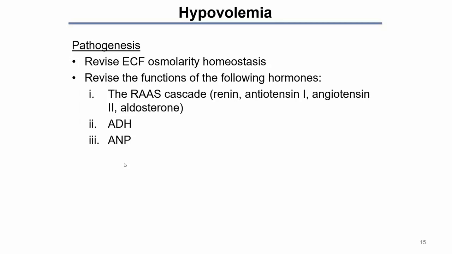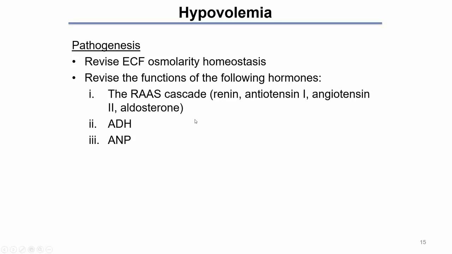The pathogenesis of hypovolemia, remember, pathogenesis means how does it develop. So it's very obvious when you have loss of fluid, you will end up with hypovolemia if the fluid is not replaced. So I'm just going to use this slide to remind you to revise a couple of concepts related to fluid homeostasis. We mentioned already how ECF osmolarity is regulated, or ECF homeostasis, so please make sure that you revise that. Also, you need to revise the function of the following hormones, the entire RAS cascade.